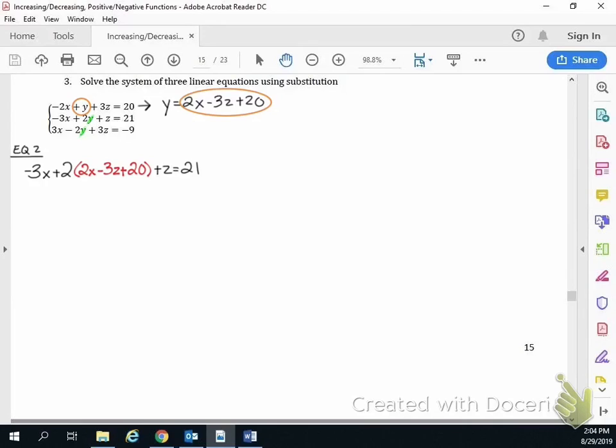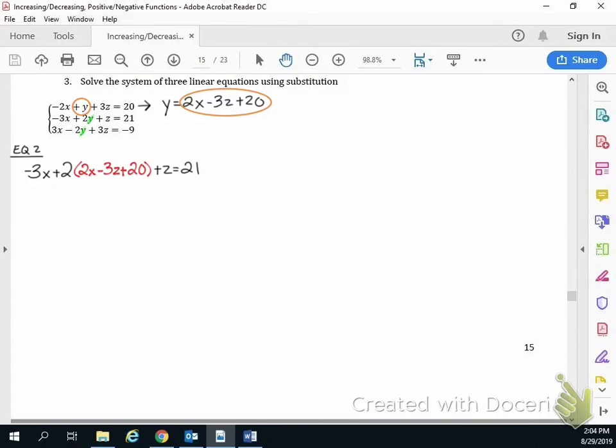Wait, why do you have to do it to the other equation? Why do you have to do it to the third equation? Well, because after we do this, we're going to get one equation with two variables. And then we'll go to the third one, we'll get another equation with two variables. And then that's going to be our 2x2 system. Okay, any questions on how I got to that point right there?